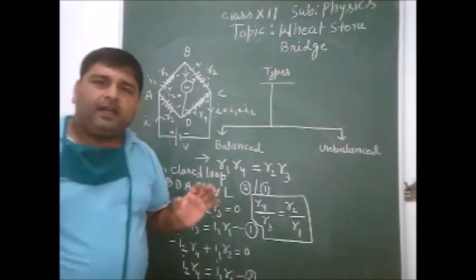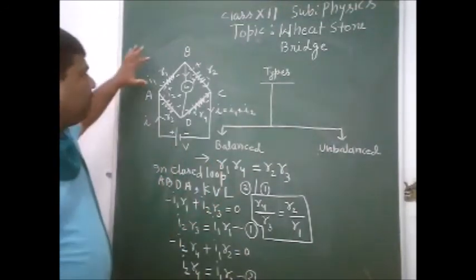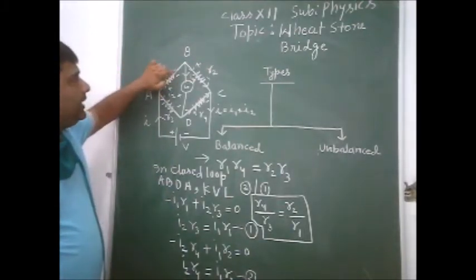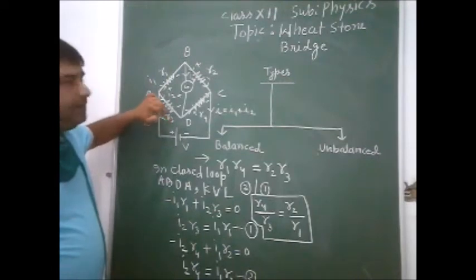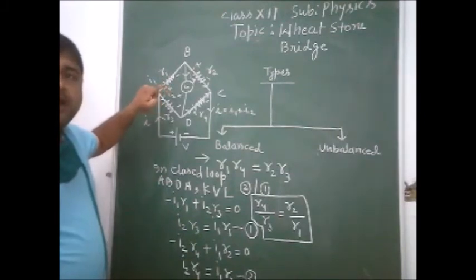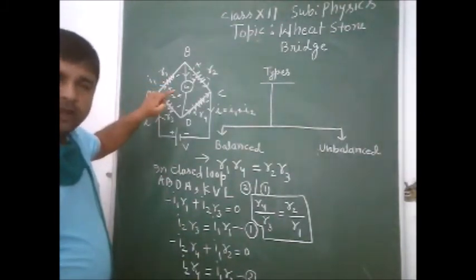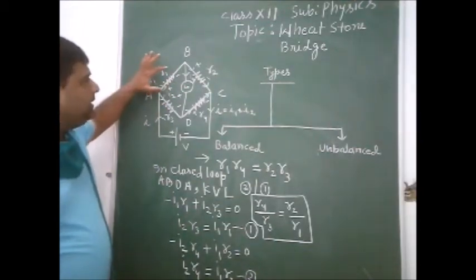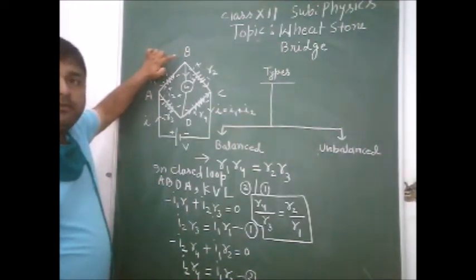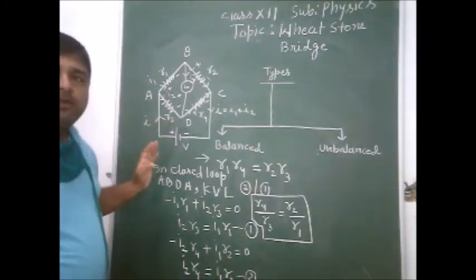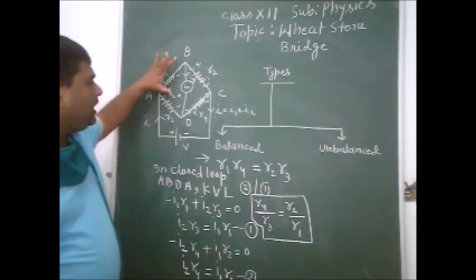What will happen in the balancing case? When your bridge is balanced, there would be no current in the arm BD. It means galvanometer current Ig would be 0. There is no deflection in the galvanometer, so the galvanometer is in null position. In that case, the potential of B and the potential of D would be equal. There would be no potential difference across the arm BD, so no current across the arm BD.